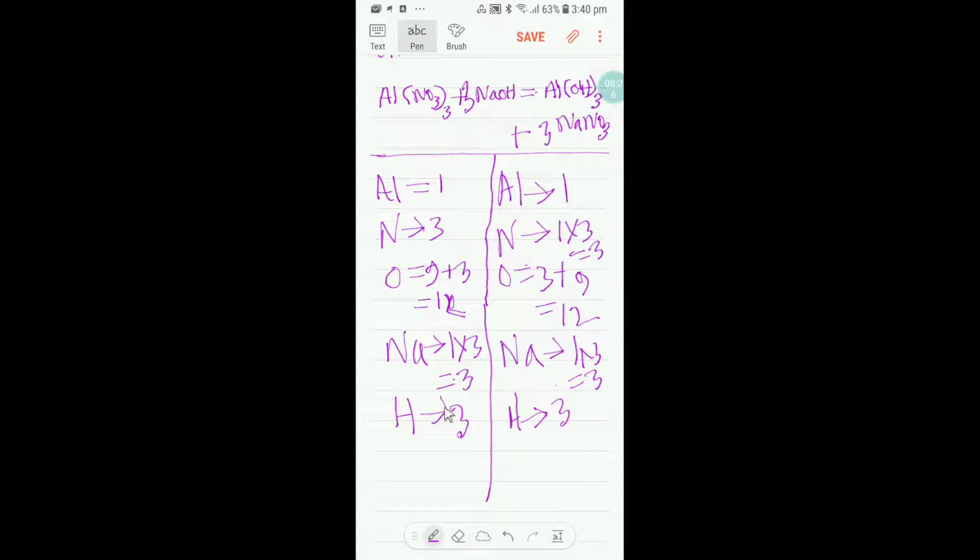So now we'll look at the number of atoms from both sides. So here aluminum is balanced, nitrogen 3 balanced, oxygen 12 balanced, sodium 3 balanced, and hydrogen 3 balanced. So this is a balanced reaction, right?